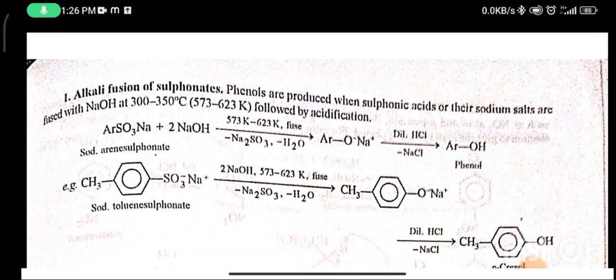Alkali fusion of sulfonates. Phenols are produced when sulfonic acids or their sodium salts are fused with NaOH at 300 to 350 degrees Celsius, at 573 to 623 Kelvin, followed by acidification.